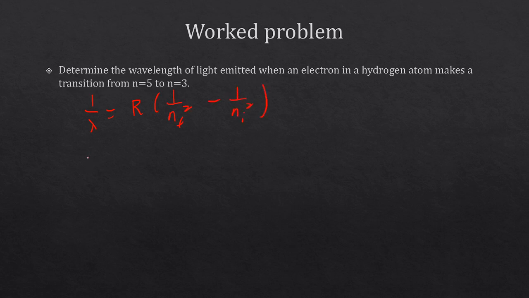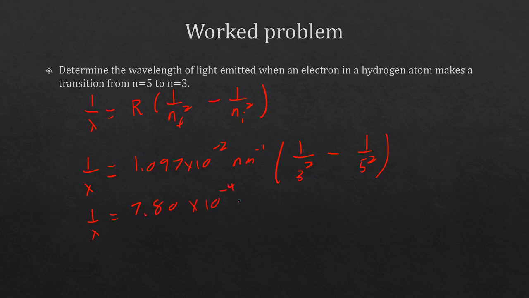So now let's plug in some things. I don't know wavelength. I'm going to leave it like that for now. I know R is 1.097 times 10 to the negative second inverse nanometers. I also know that I end up at 3, so this is 1 over 3 squared minus 1 over 5 squared. So 1/9 minus 1/25. If I do that and then multiply it by this number, I get 1 over wavelength equals 7.80 times 10 to the negative 4th nanometers to the negative 1. This is not your final answer. This is what the inverse of wavelength is.